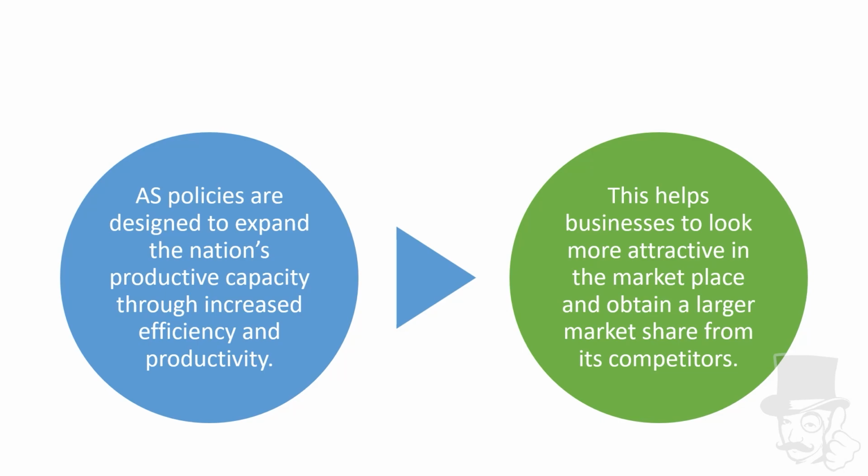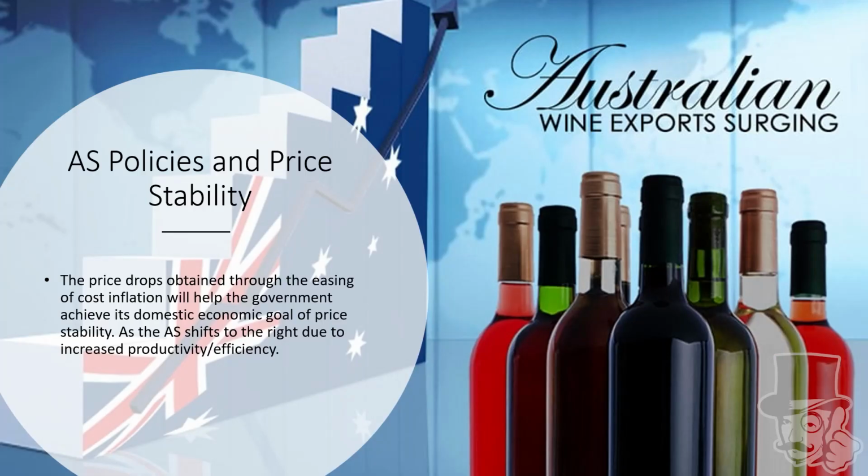Alright, so AS policies and the stability of domestic economic activity. So AS policy is designed to expand the nation's productive capacity, you already know that, for increased efficiency and productivity, or it could be from the other non-price factors. This helps businesses to look more attractive in the marketplace and obtain a larger market share from its competitors because we can offer better prices for our goods and hopefully at a higher quality too. So with AS policies in general, price stability should help reduce inflation. Like right now we have 6% inflation I think still. With these AS policies it should help bring us towards our target of 2 to 3% over the medium term much faster.